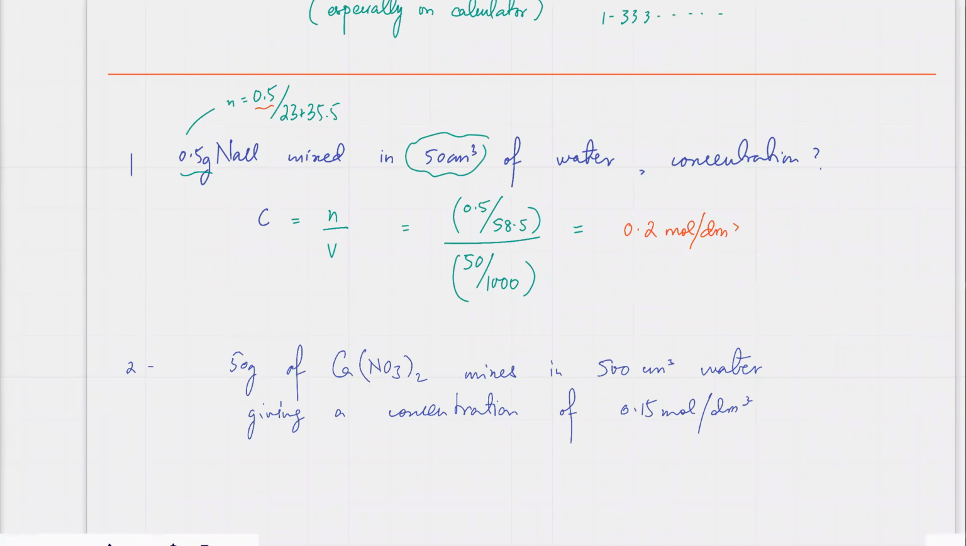Well, I've actually given you everything. Let's say I don't know what the volume is. Find the volume. So to find volume, n is equal to c into v. So n divided by c is equal to v. I already have the concentration, I just need to find the moles. Moles divided by concentration would give you volume, and that volume would be in dm cube.